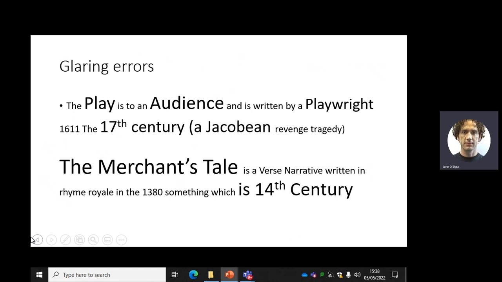And it's a 17th century Jacobean play. It is a revenge tragedy. Whereas The Merchant's Tale is a verse narrative. So it's a narrative told in verse. It's a story told in verse. It's in rhyme royale, rhyming couplets, or iambic pentameter rhyming couplets. It's from the 1380s. I don't know exactly when. We're not quite sure when it was written, but it's around the 1380s, and that makes it the 14th century. So get your century right, okay? Because it just looks a bit shoddy if you don't.